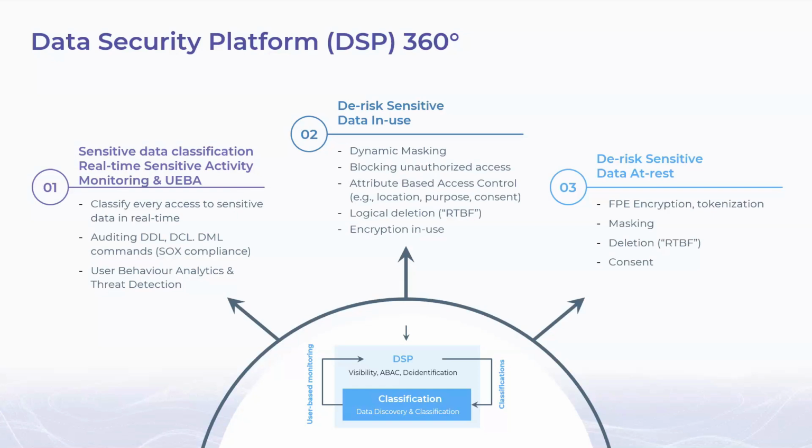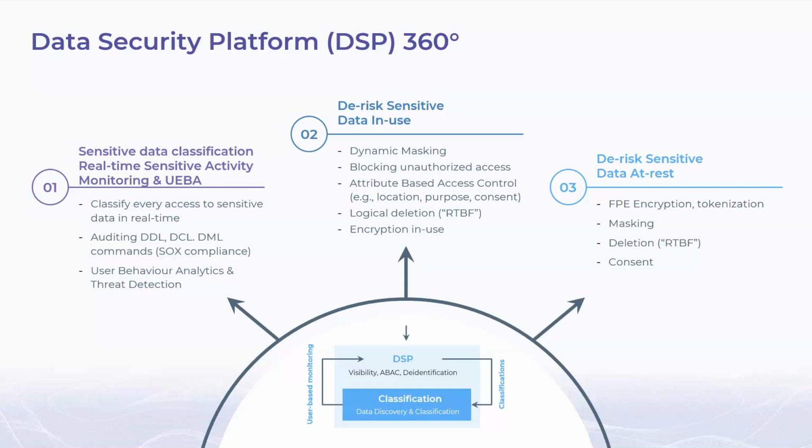Number two is, how do we de-risk sensitive data in use, including attribute-based access control, fine-grained authorization, dynamic masking. That would include dynamic authorization based on real-time attributes, or attributes we already know about the user and the data, and those can change with time. So that's an important part.